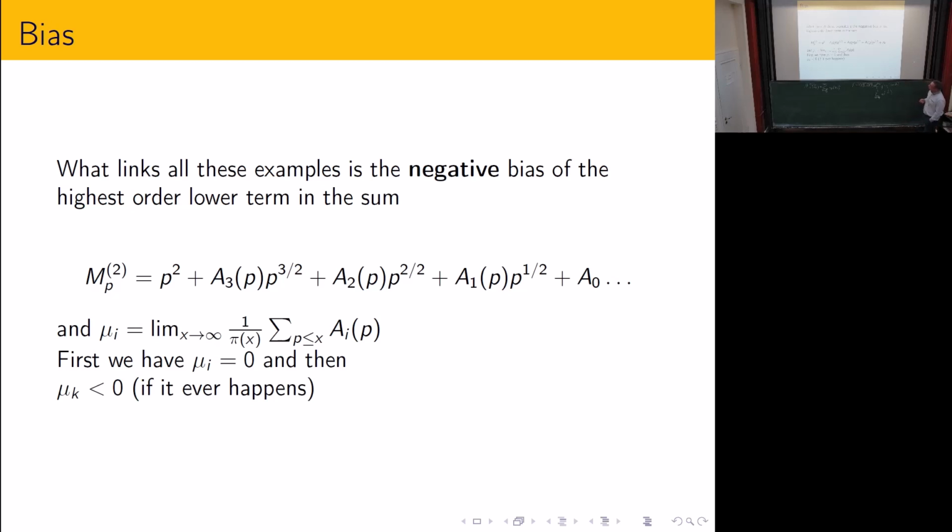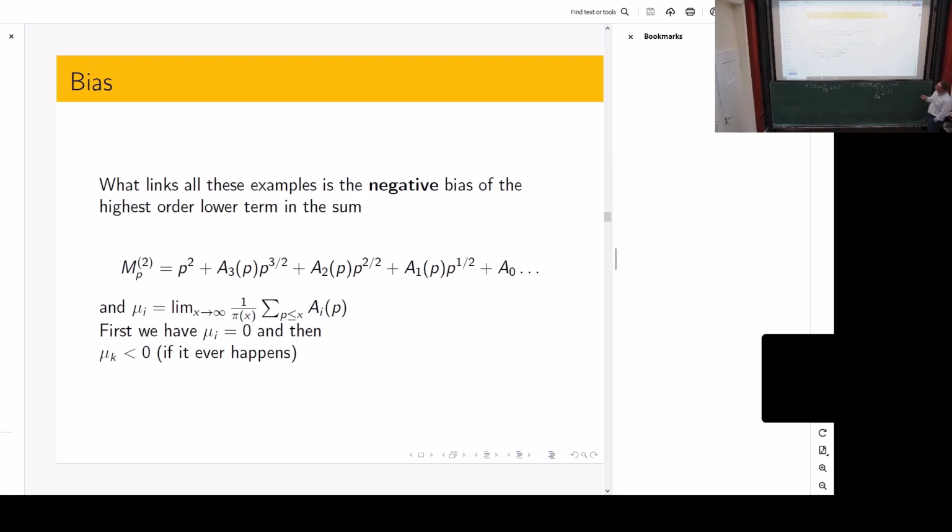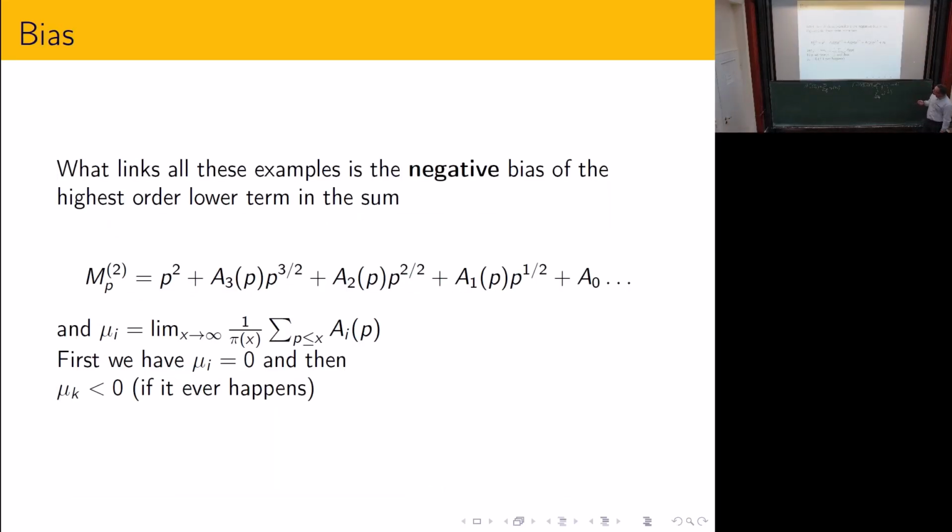And one other application of these sums is to prove that they actually have a certain bias. So if you write down this motivic decomposition of the sum, and you compute the appropriate average of the normalized coefficients, then it turns out that either this average is 0, or the first average should be negative. This is called the bias conjecture.